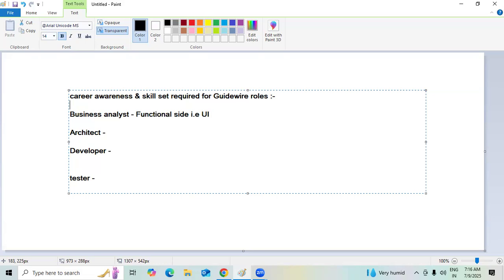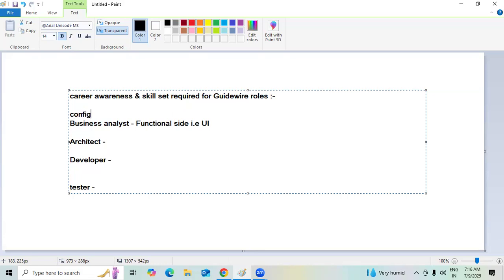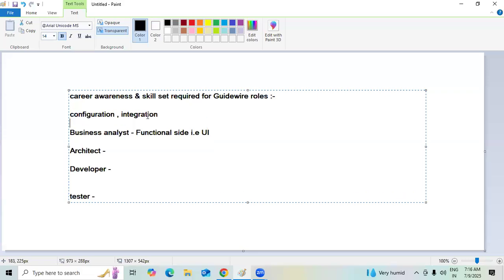Because in any Guidewire application, normally there are two stages. One is the configuration stage, second is called the integration stage. Configuration means you are configuring the application according to your business rules, organization, etc. Integration means you are integrating one application with another application or multiple applications, or among applications, one to one, one to many, or many to many.